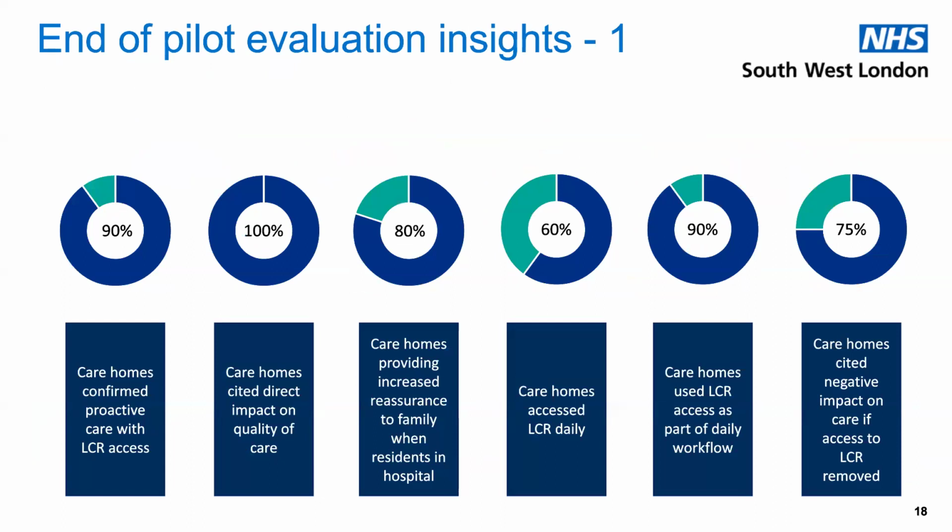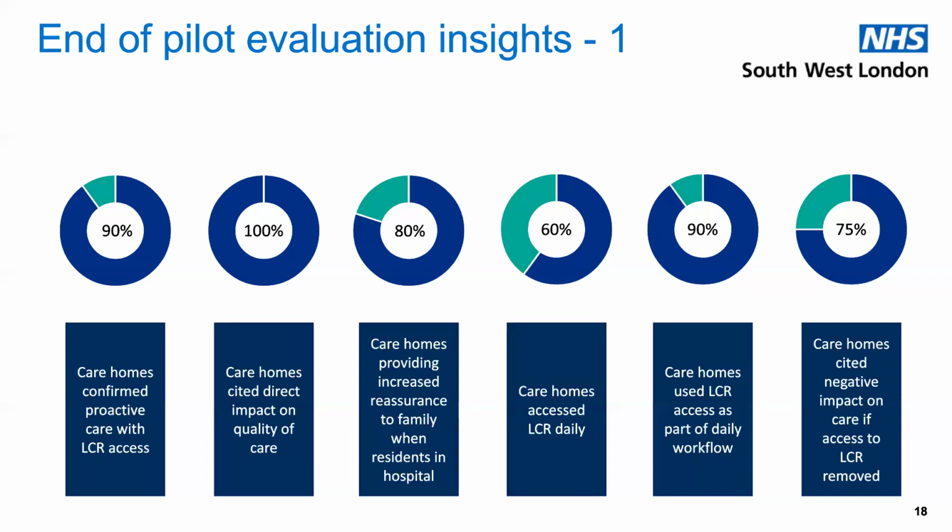Just some takeaways from that. It was nearly 100% in some cases. They confirmed it was proactive care with the London Care Record. 100% said it had a direct impact on their quality of care. And in the care homes there was a nearly 100% increase in the reassurance to family members. That's a big thing. Care homes pick up on that a lot, is that reassurance to the family.